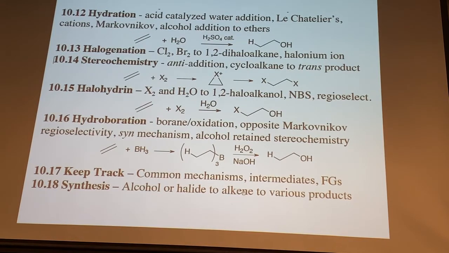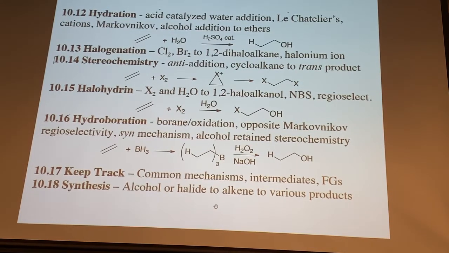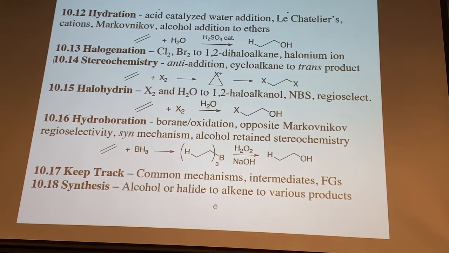Now, we'll keep track of these things. The common mechanisms all involve electrophilic reagents getting attacked by the alkene nucleophile. We'll look at the different functional groups we can produce here. And we'll do synthesis. We'll start with alcohols or halides, do eliminations to alkenes, and then use the 5 reactions here to make various products. So it's kind of a multi-step thing that we can begin to do there.